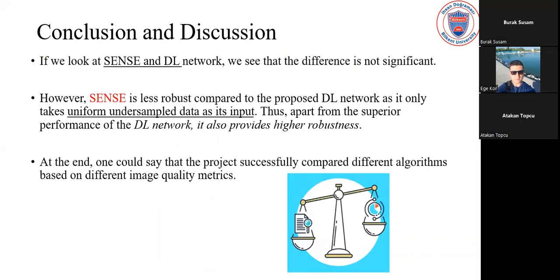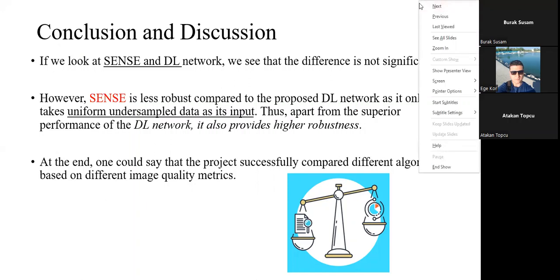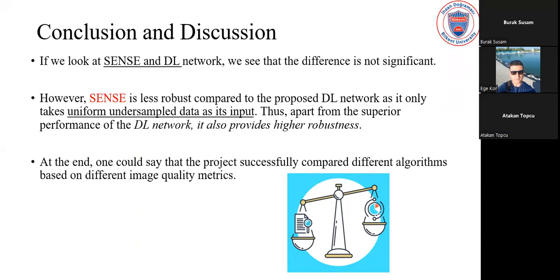And if you look at SENSE and the deep learning network, we see that the difference is not as significant as the comparison for SPIRiT and deep learning. However, SENSE is less robust compared to the proposed deep learning network, as it only takes uniformly undersampled data as its input. However, in the deep learning part, we can give all the undersampling masks as we want, like Poisson that we gave for the comparison of SPIRiT. Thus, apart from the superior performance of the deep learning network, it also provides higher robustness.